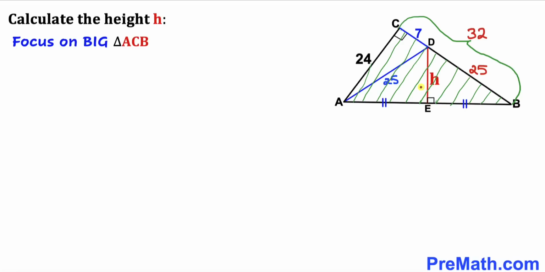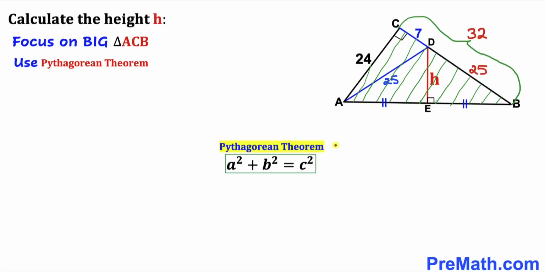Let's focus on this big triangle ACB, and we can see that this is a right triangle. So therefore we are going to use the Pythagorean theorem once again. Let me go ahead and call this longest side AB as our side c. I'm going to call this side a and this side length b. Now let's fill in the blanks in this Pythagorean formula. a in our case is 32, so it's going to become 32 whole square plus b is 24 whole square equal to c square.